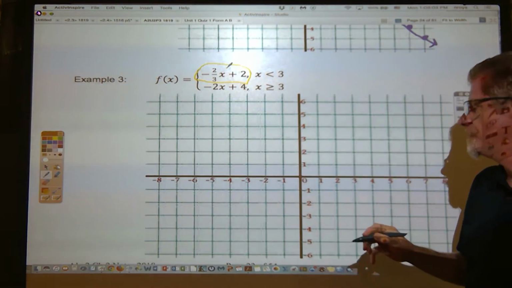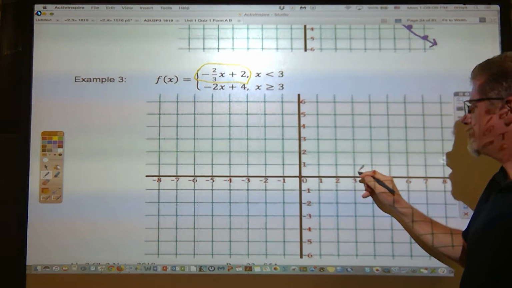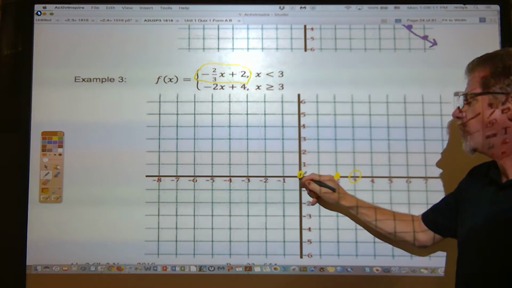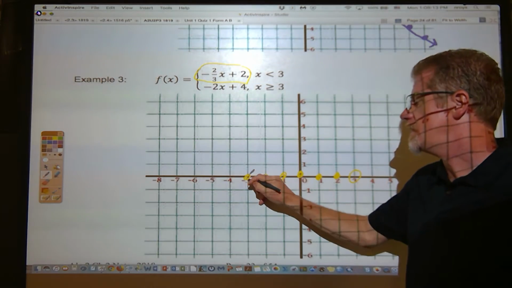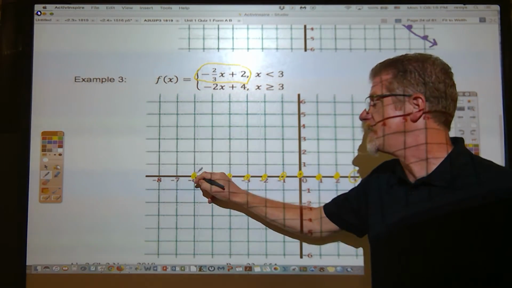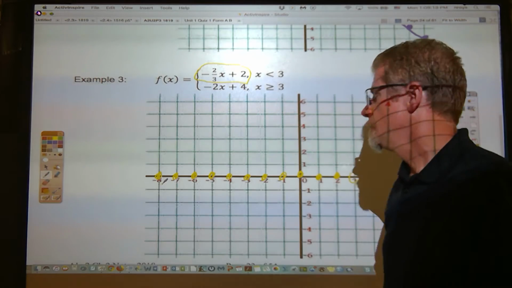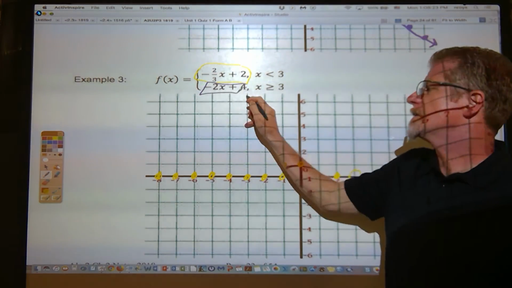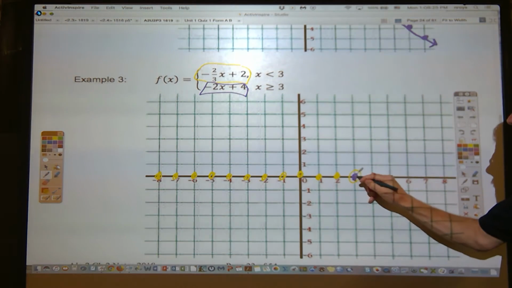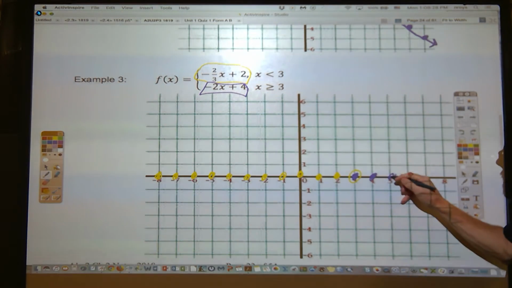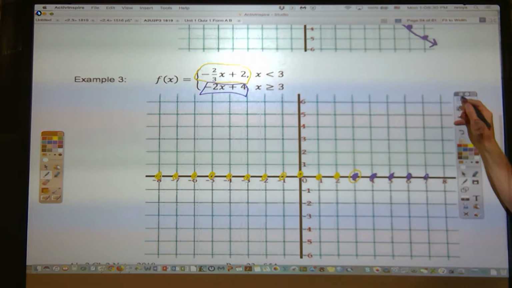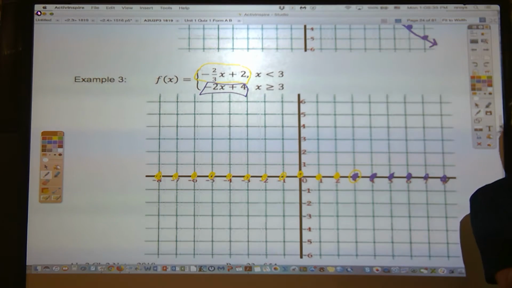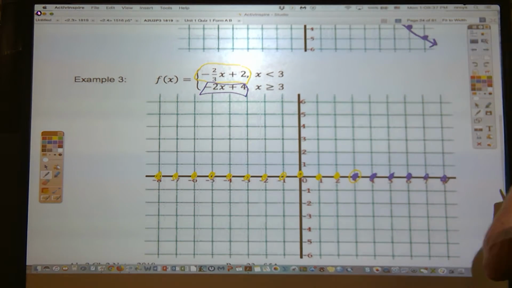So the yellow rule takes all of the golf balls that are less than 3. So go ahead and think of all of these inputs as being yellow. They're in the domain of the yellow function. And then the purple rule has a domain of greater than or equal to 3. So any x value that's greater than or equal to 3 will be colored purple, and its height will be governed by the purple rule.